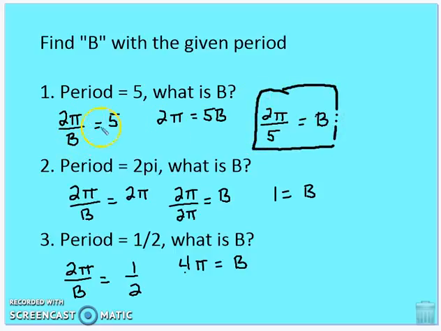So 2 pi over b is equal to 5. I rewrite to solve for b. I multiply b by both sides. 2 pi is equal to 5b, then divide by 5. 2 pi over 5 is equal to b.